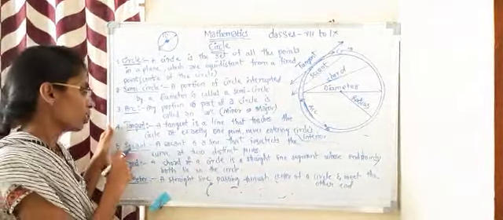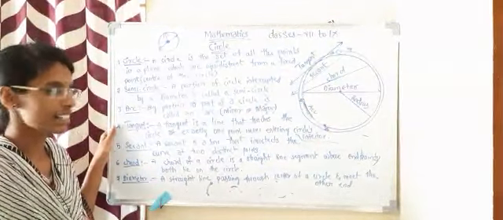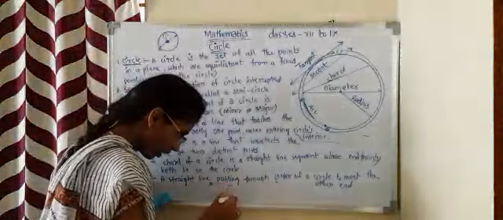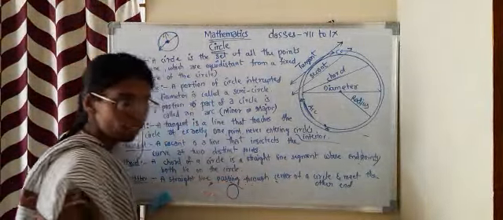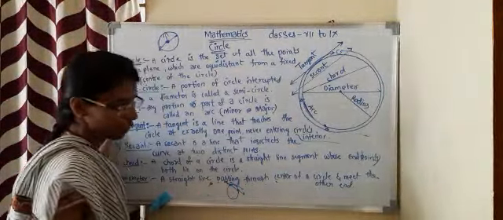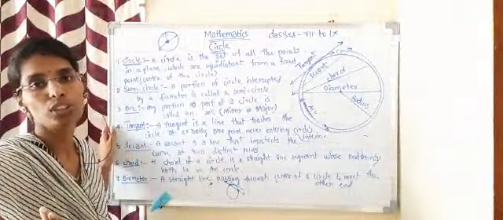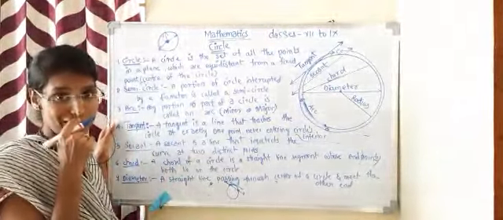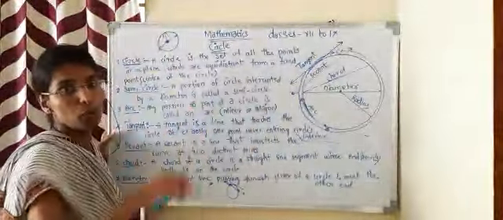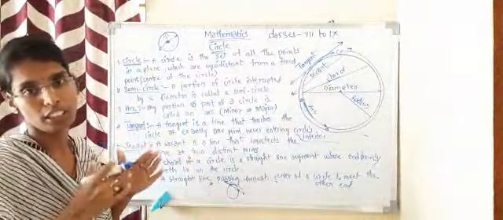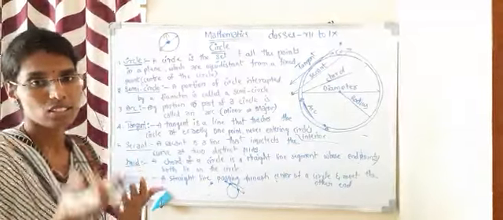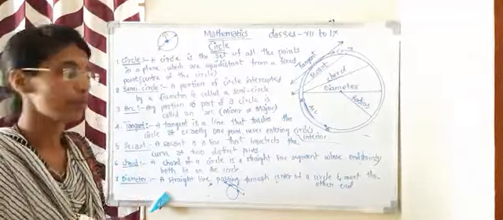Now secant. A secant is a line that intersects the curve at two distinct points. The difference between tangent and secant is that a tangent touches at only one point, and a secant touches at two points. The secant can go to infinity on both sides. We can show that with an arrow mark, which indicates a line. A line can go to infinity. A secant is a line which touches the circle at two points and can pass to infinity on both sides.